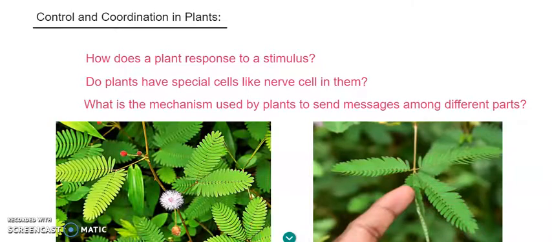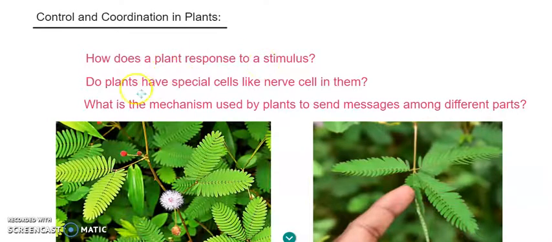In the previous video, we saw how nerve cells help in coordinating and understanding the stimulus and responding to the stimulus, and how the brain and spinal cord all participate in that procedure. Now we are going to look into how this happens in plants. Does a plant respond to a stimulus, and how does it respond to any stimulus?